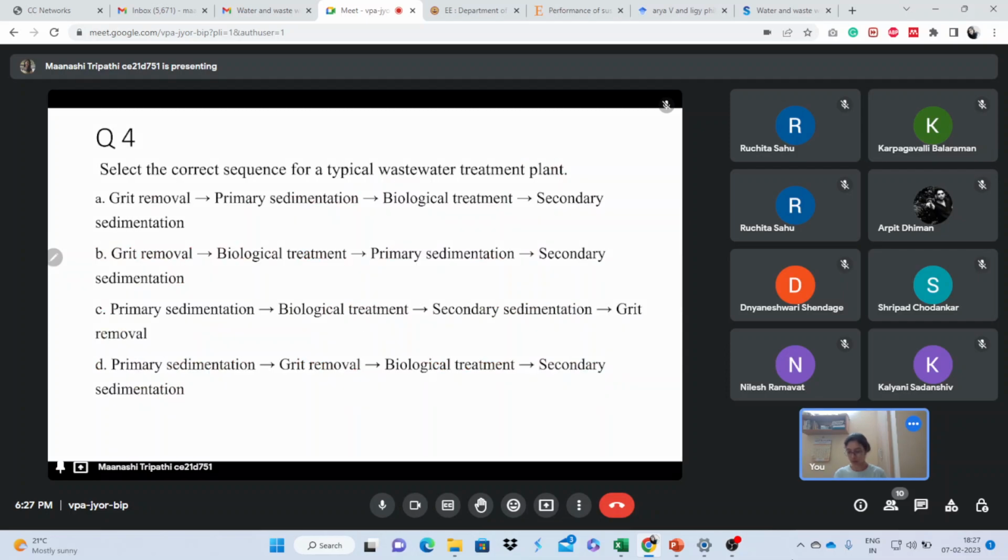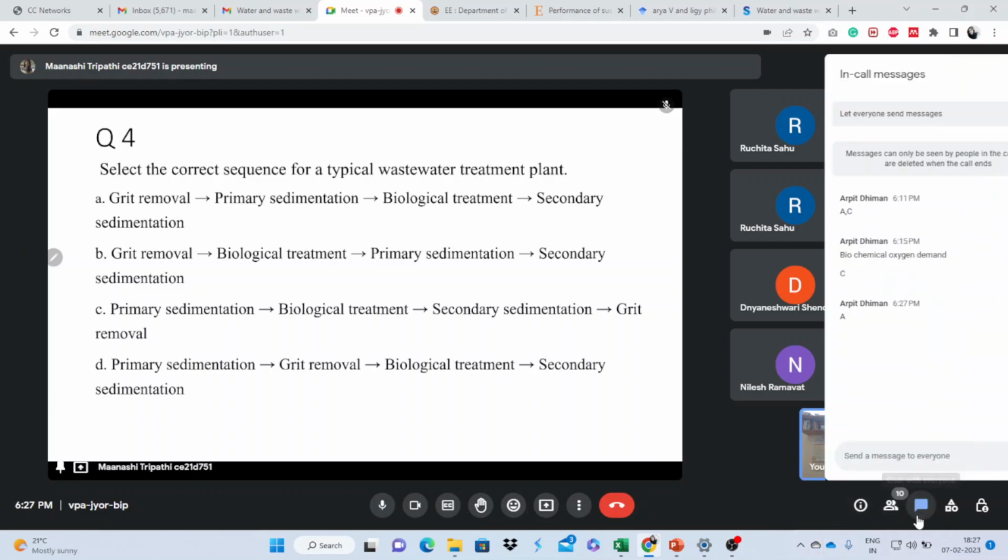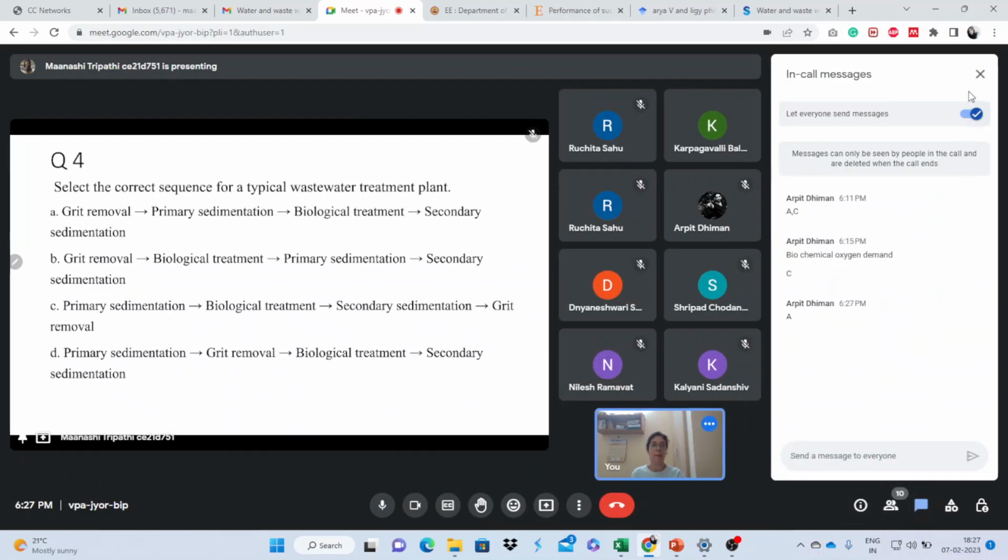We'll move towards the next question. The first question is: select the correct sequence of a typical wastewater treatment plant. We are releasing the wastewater. So how is this wastewater being treated in our treatment plants? What can be the sequence? More answers, if there is someone who can answer this.